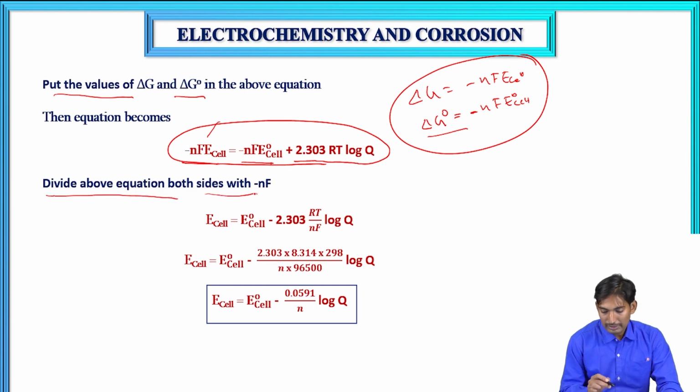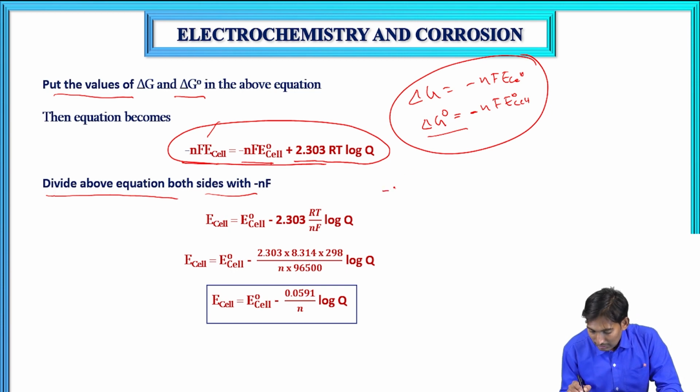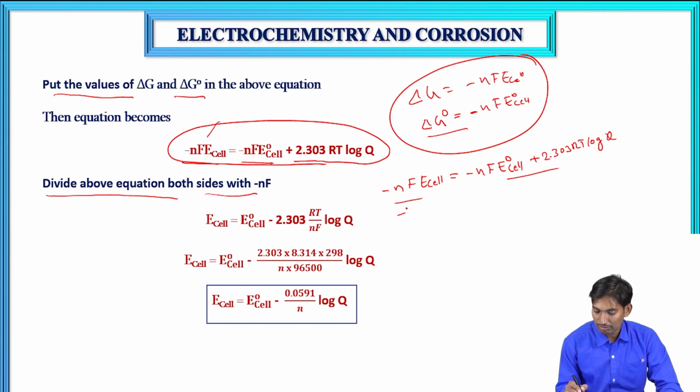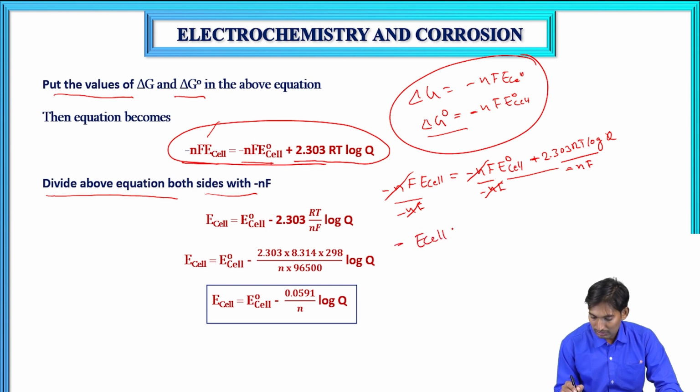Divide the above equation on both sides by minus nF. The minus nF cancels on the left side and the minus nF cancels on the right side, and the sign changes to minus. So the equation becomes E cell equals E naught cell minus 2.303 RT by nF log Q.